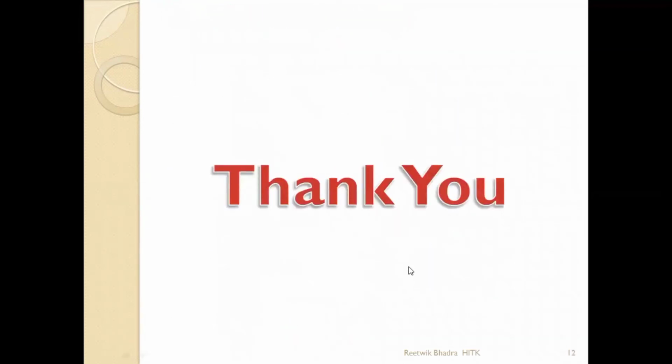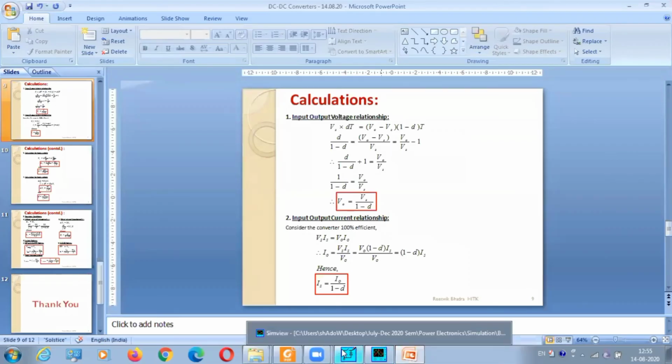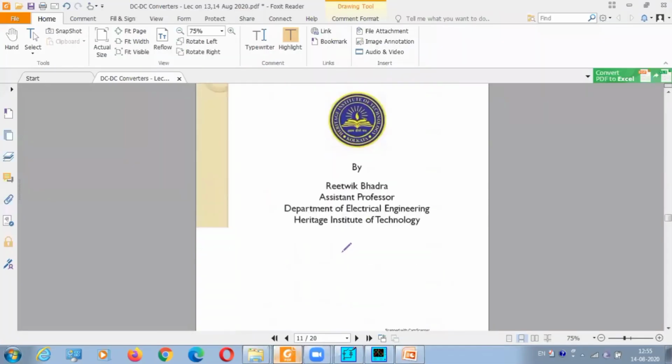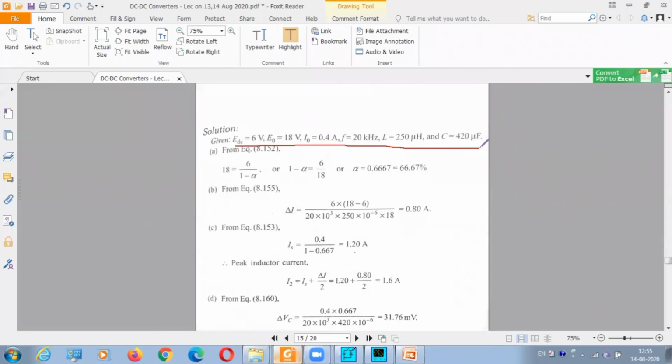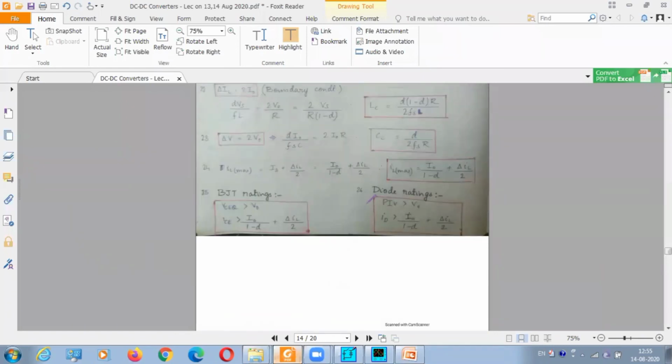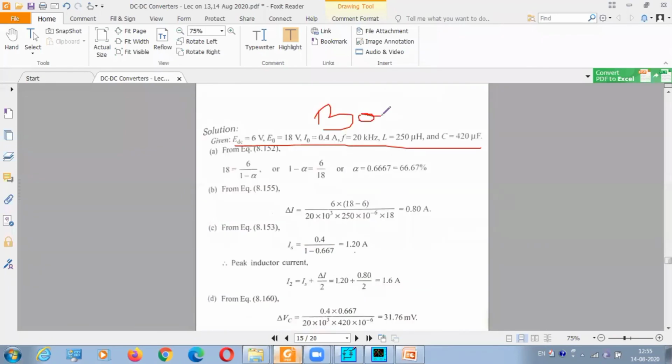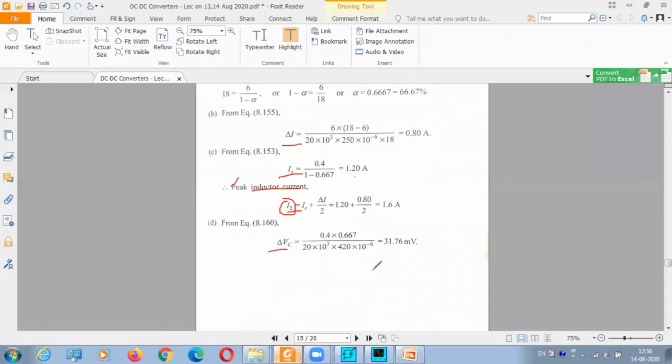In the PDF I had sent you, you will find problems also. You can go through it again. The same problems are given. Maybe it is a boost converter. After boost, if I have given the problem, then it is a boost converter. From here again del I, IS, I2. I2 means peak inductor current. Don't go after the names that they have used; use your own convention and understand the real meaning: peak inductor current. Del VC, all this will be needed to calculate.